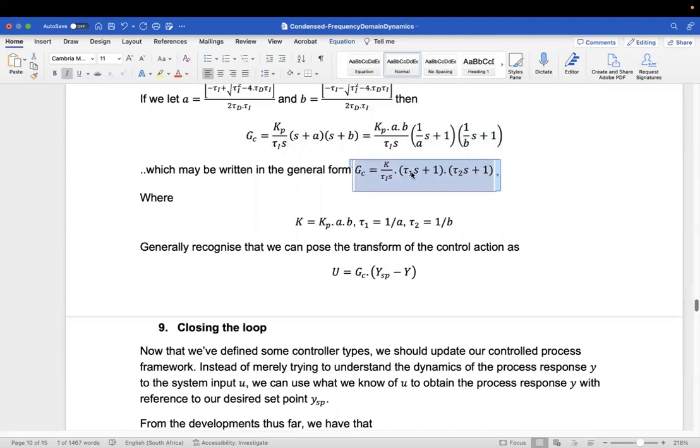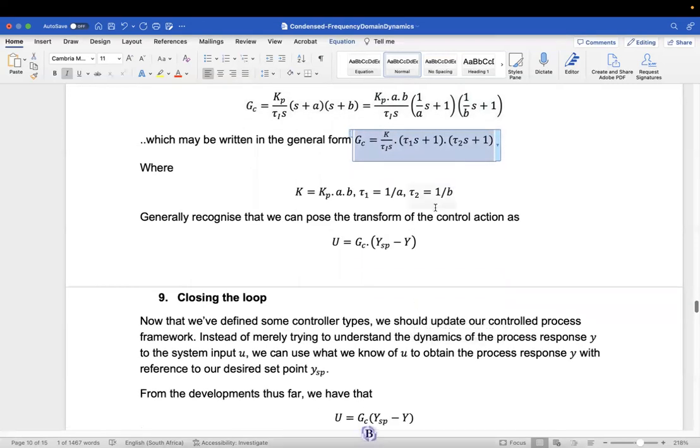So that contributes this additional term to our system. And so for these 3 forms of controller, we have this general relationship that there's some control action, and depending on the controller we've chosen, the form of GC will change, and so GC times the error will be the control action that we must take.